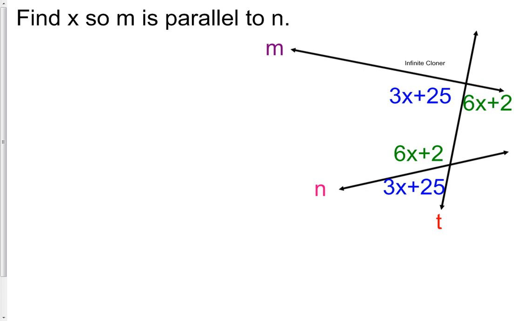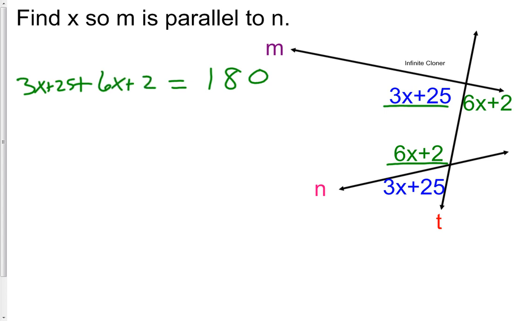Or of course what we can just do with this given information, we were given this and given this, they are consecutive interior angles. And consecutive interior angles are supplementary, which means that they add up to equal 180. So that's how we're going to solve this one. 3x plus 25 plus 6x plus 2 add up to equal 180 degrees. Even though both of these angles clearly look obtuse, there's no way two obtuse angles could add up to equal 180. You're not going to go by what it looks like. You're going to find x so that m is parallel to n, which means that they're going to be supplementary.